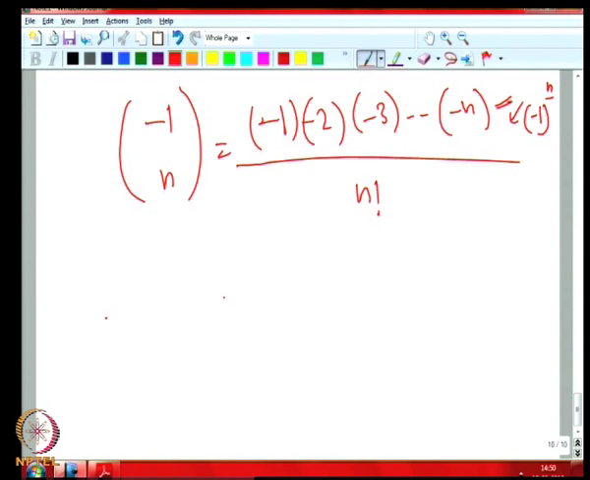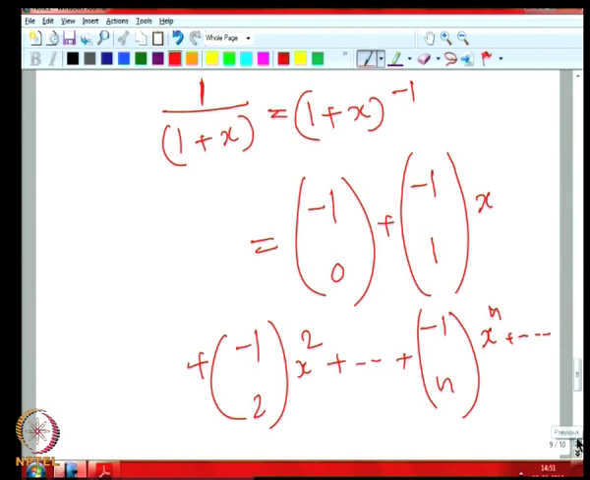Like that only, this will go minus 1, minus 2. So that will make it minus 1 raised to, here we collect all the minus 1's out, so minus 1 to the power n, and we get an n factorial here, and here we get an n factorial below. So this cancels off, we get minus 1 power n.